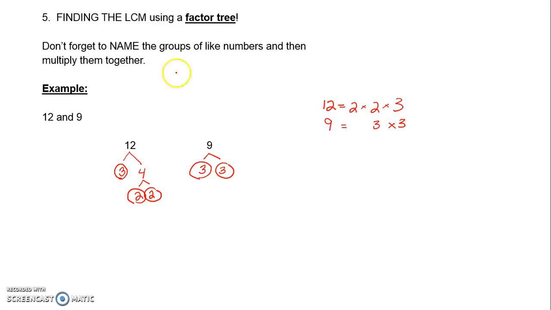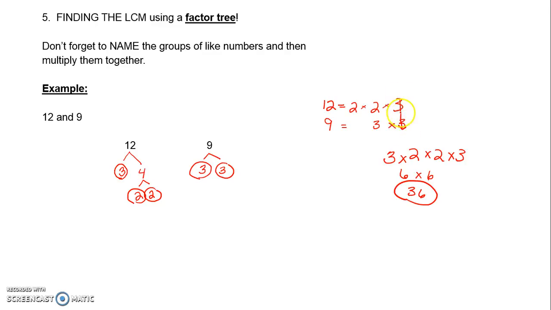Now to find the least common multiple, it says don't forget to name the groups of like numbers and then multiply them together. Okay, so what I need to do is I bring down this common factor of 3 times, and then I have to bring down 2 times 2 times 3. 3 times 2 is 6. 2 times 3 is 6, so 6 times 6, the least common multiple must be 36.